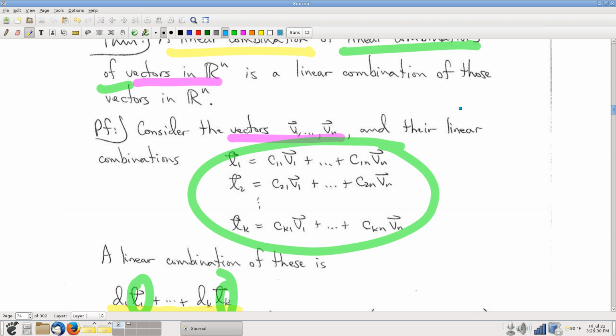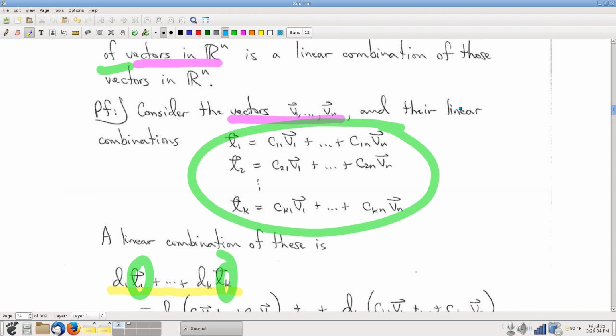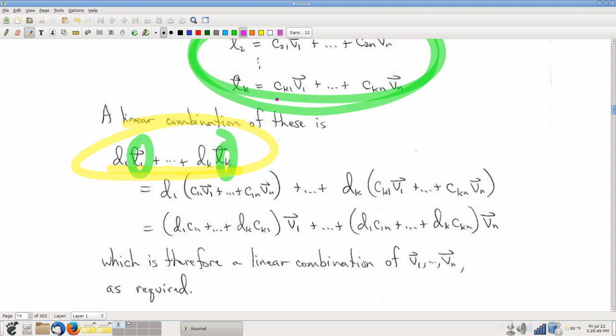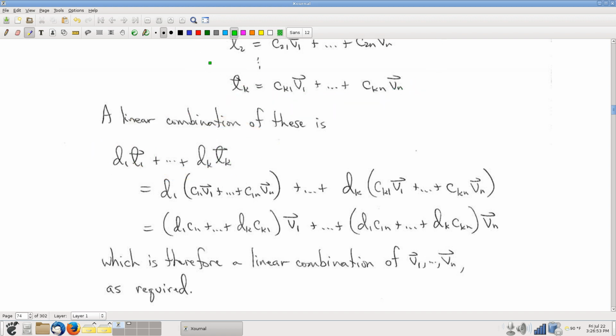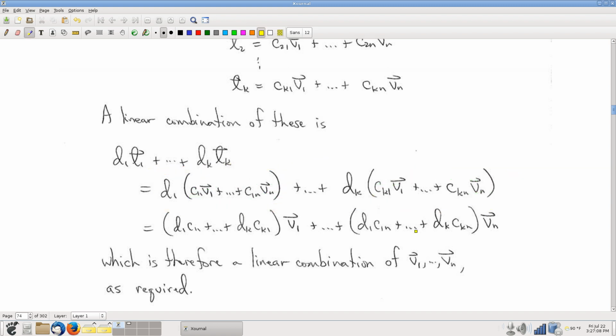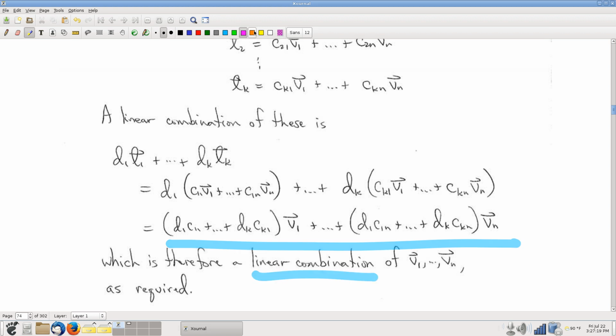Now, we see what we have here. We have our linear combination of our linear combinations of our original vectors in Rn. And let's multiply it out and see what that actually turns into. Okay. Well, this is just algebra at this point. You take these formulas for these L's, stick them in there, like so. And then take all of this, multiply it out, collect terms, which gives you this. And notice that what we have is, in fact, a linear combination of our original vectors in Rn as required.